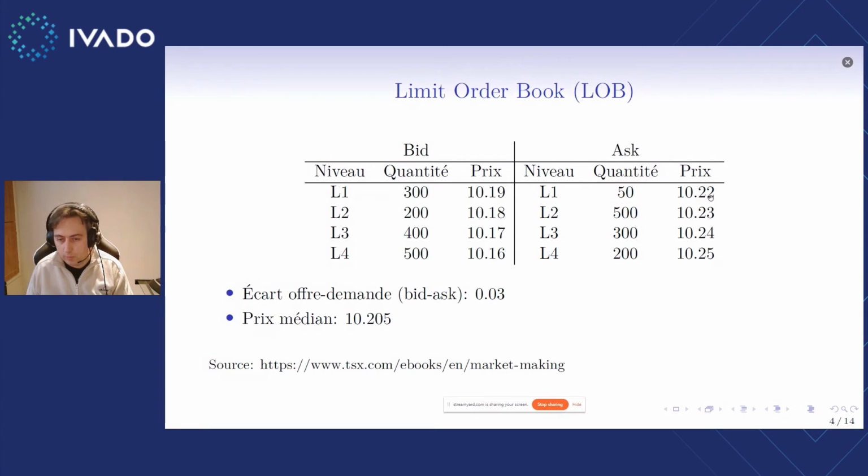The spread between the bid and the ask is simply the difference, so in this case 0.03, and the mid price is simply the average between the best bid and the best ask, which in this case is 10.205.